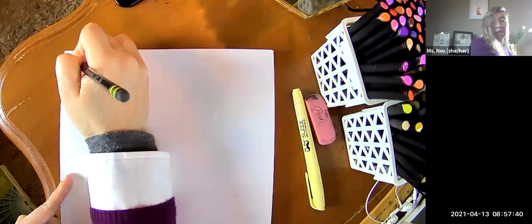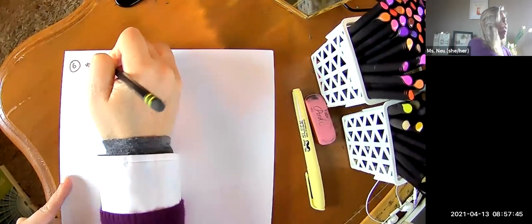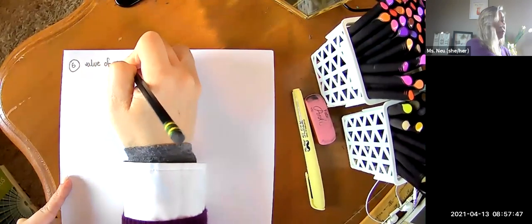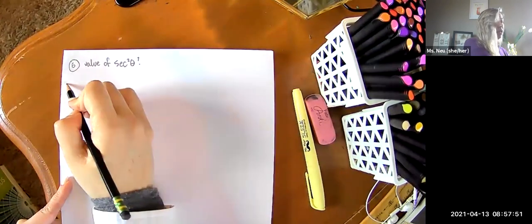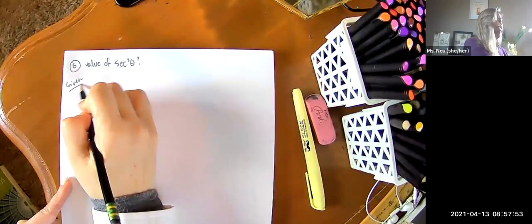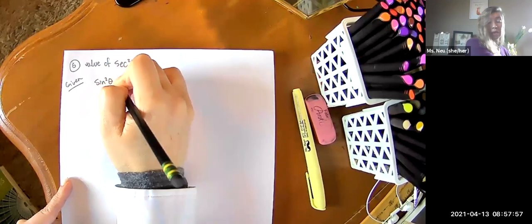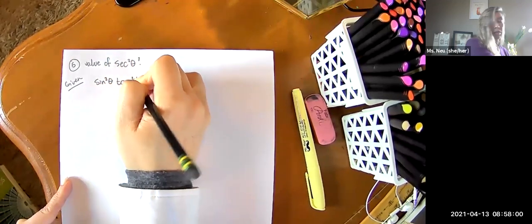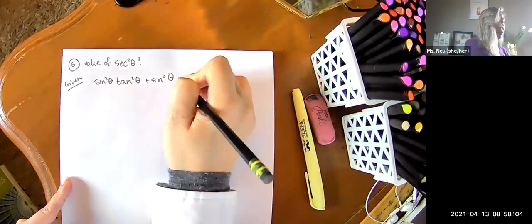And here we are on the last question. They want to know the value of secant squared theta, and given sine squared theta, tan squared theta, sine squared theta.